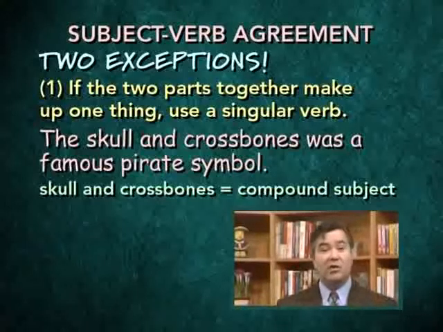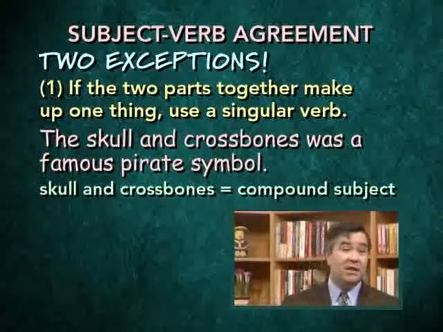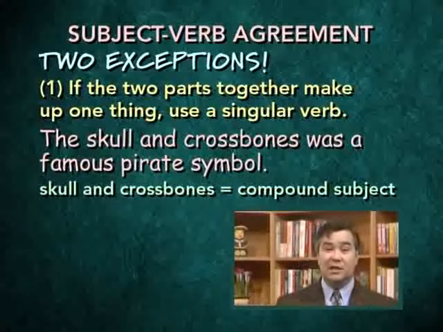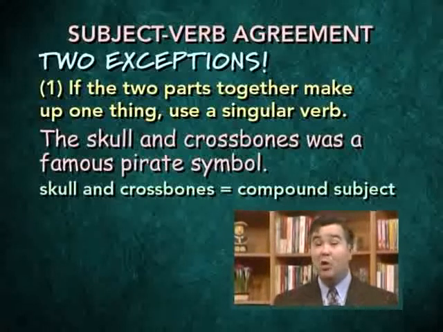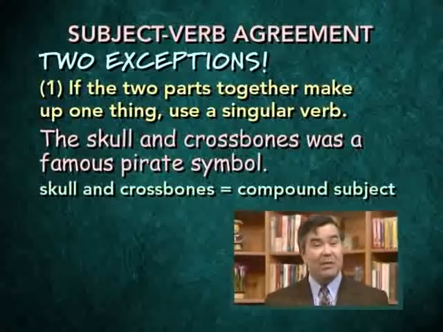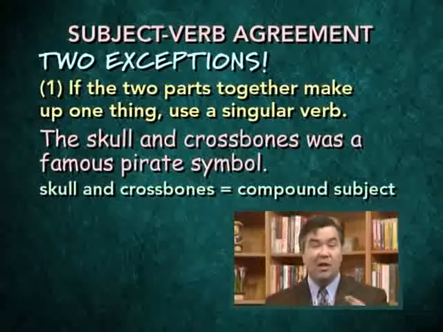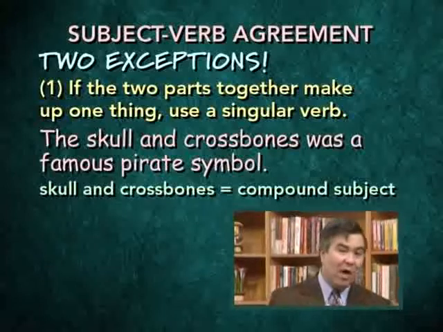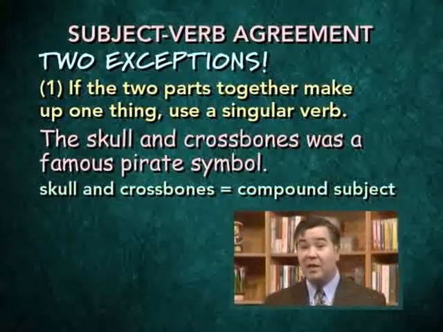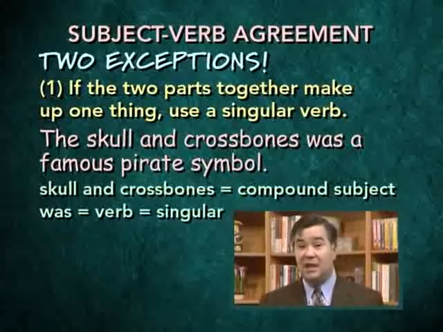Perhaps you've seen pictures of pirate ships from the old days flying a black flag with the symbol of a skull and crossbones. Taken together, that symbol, the skull and crossbones, makes up one image, which is being described in this sentence as a famous pirate symbol. Since the two things that are mentioned here really go together to form one image or one symbol, we treat it as singular grammatically. And that's why the singular verb was is actually correct in this sentence.